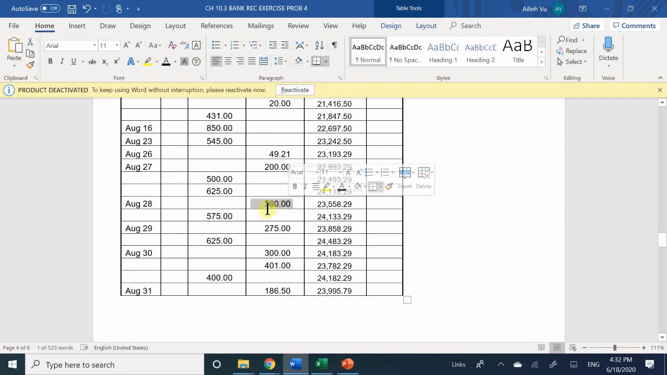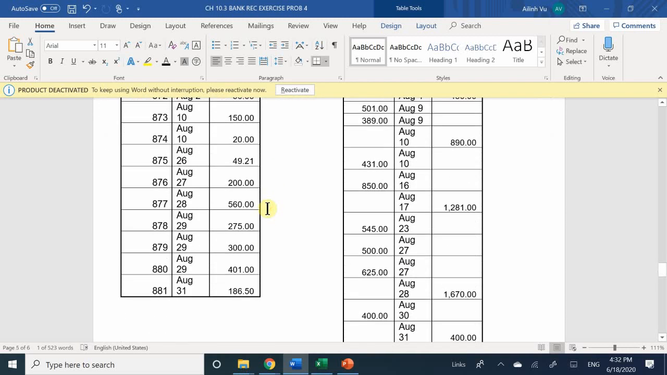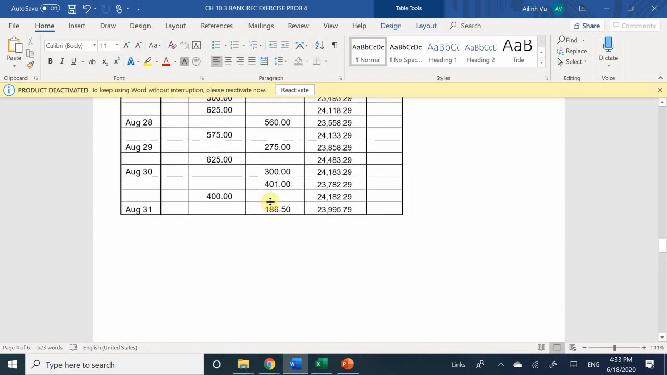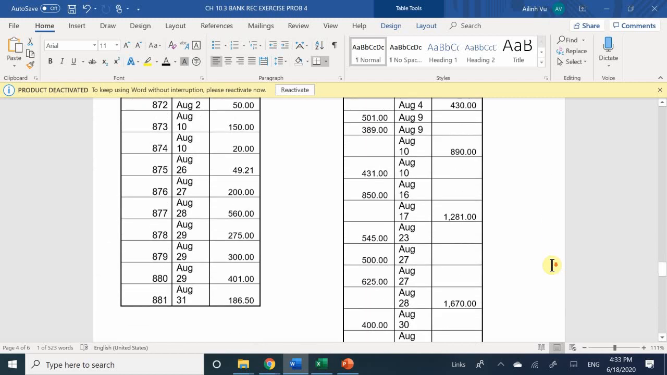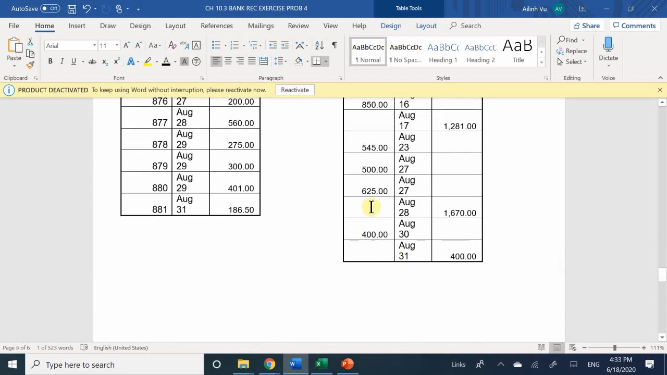I wrote a check for 560. Is that correct? Yes, I wrote a check for 560. Now the next thing it's going to ask you is we made another deposit for $575. Okay? And let's check our register. Do we even have that on there? No, we didn't record that $575. All we recorded was this $400 and we made that deposit.